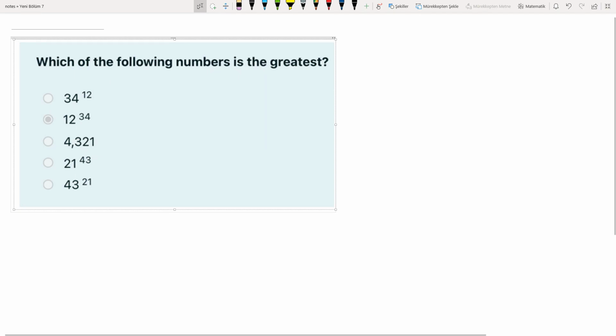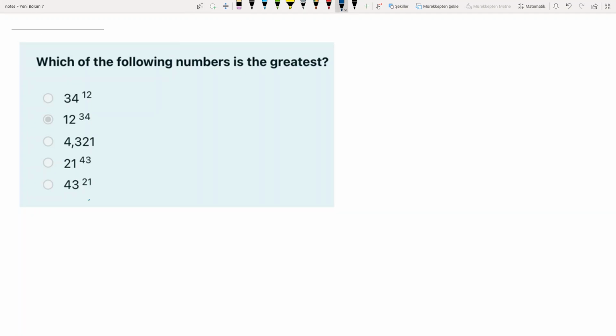Which of the following numbers is the greatest? This is a multiple choice question, and eliminating wrong answers is a very good strategy to start. So we have, for example, 42 to the power 21, and we have 34 to the power 12.